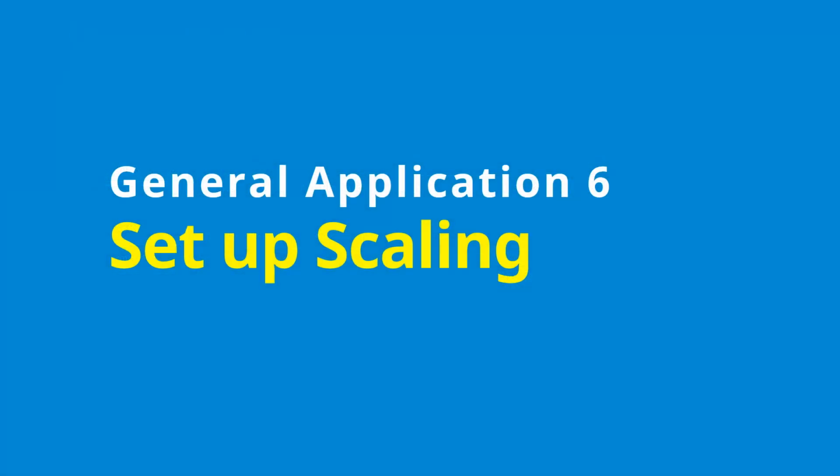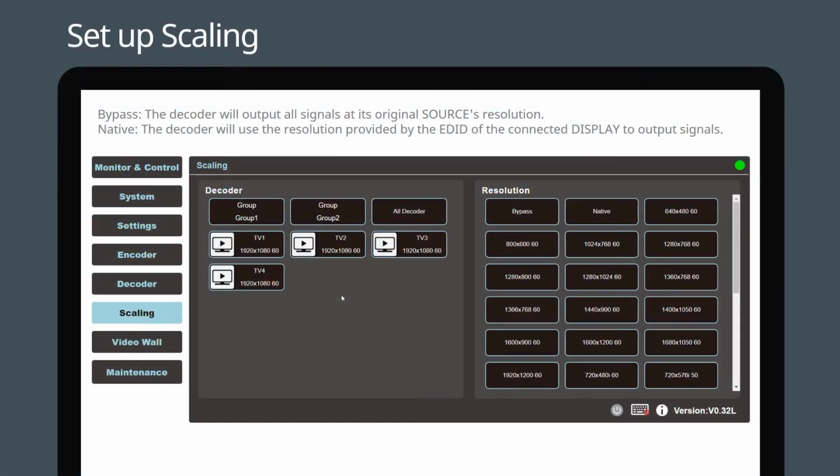General Application 6. Set up scaling. Go on the Scaling menu, you can set up the video output resolution on each decoder. Select the resolution on the right side, then drag and drop to the decoder you want to change. The button will display in blue when executing the change. When the resolution has completely changed, the button will return to white and display the current resolution. You can also drag and drop the decoder to change the preferred resolution.